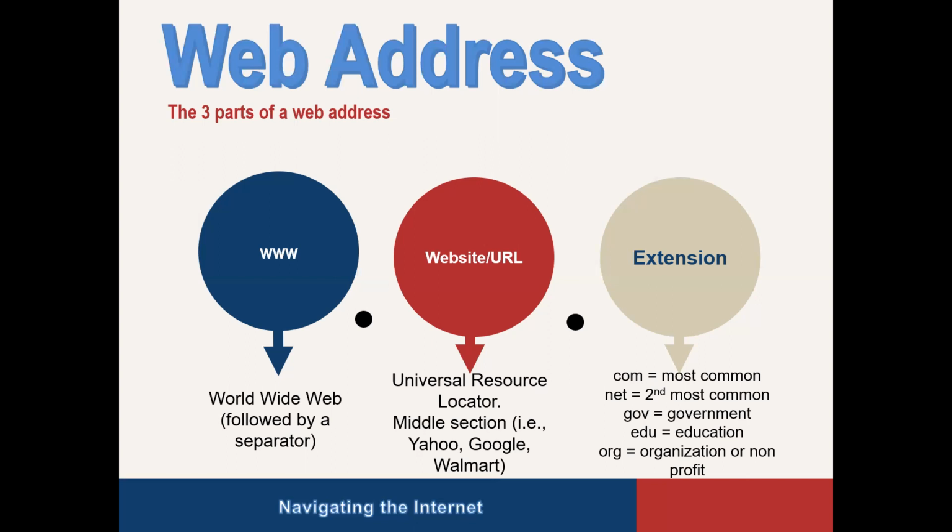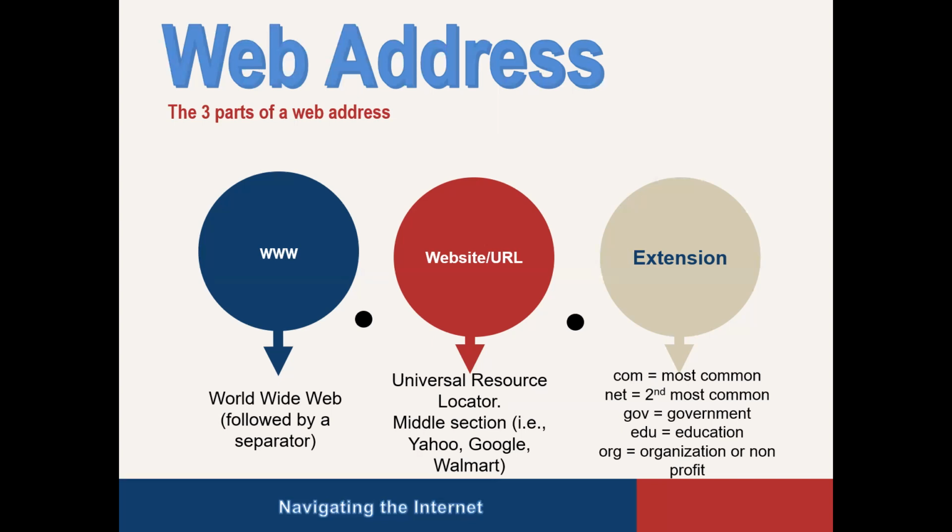Most people have heard of .com, of course. Some people may have heard of .net, .gov, .edu, .org. Those are going to be a little less common than the .com, but generally, government websites are going to use .gov, anything education, .edu, and anything nonprofit will sometimes be .org. So that being said, when you type in your address, it'll be www dot the website dot the extension.